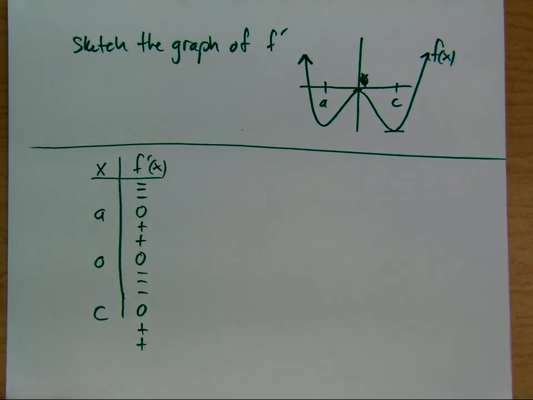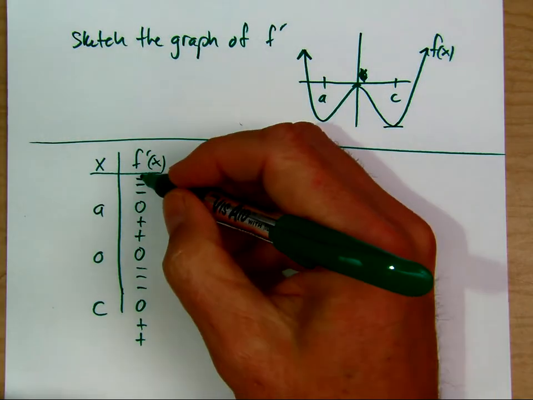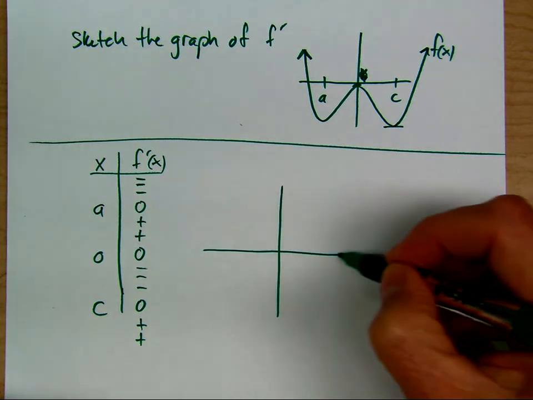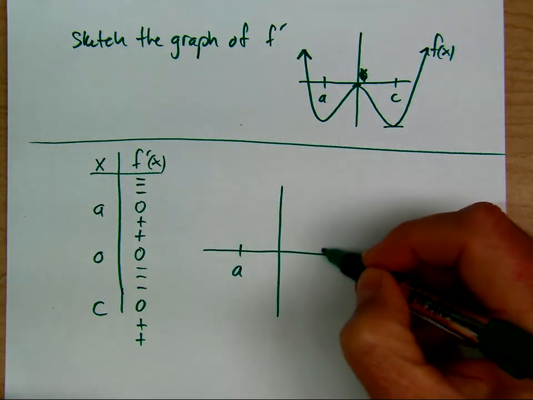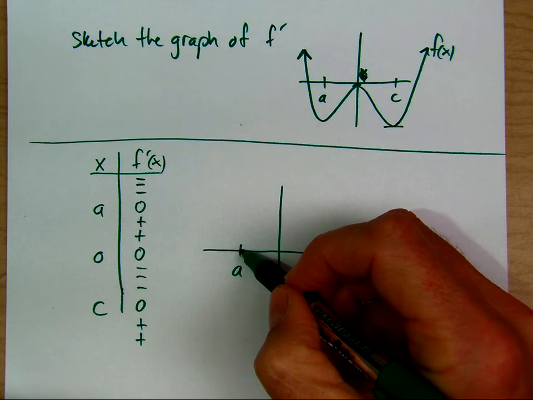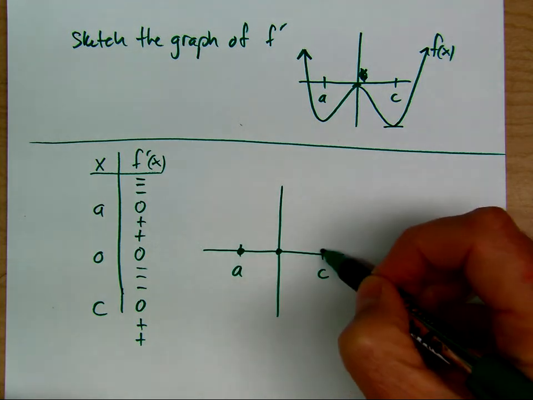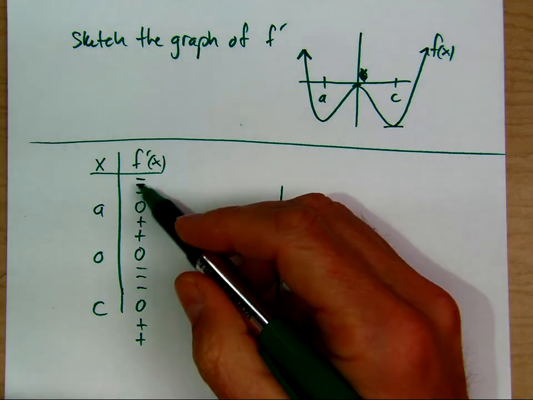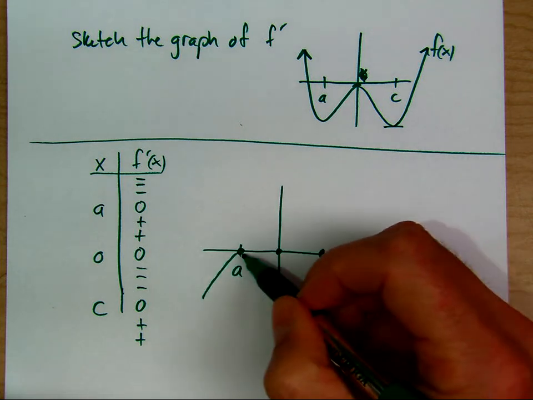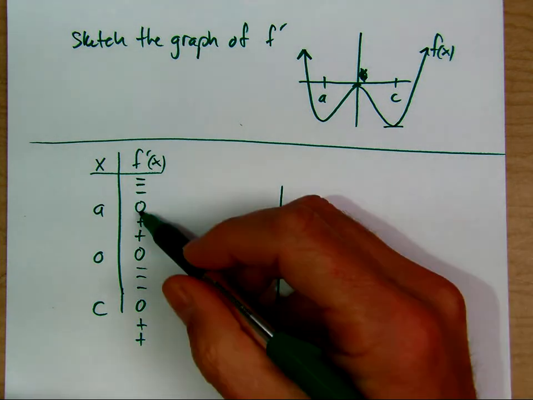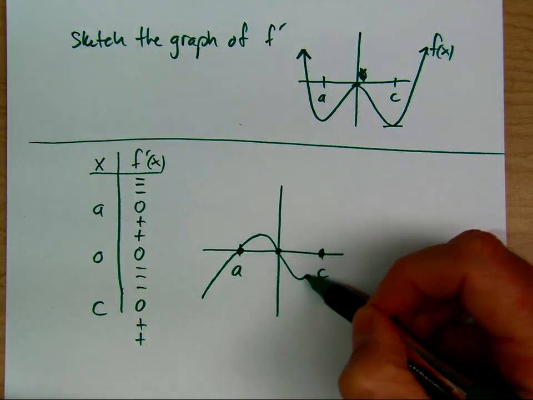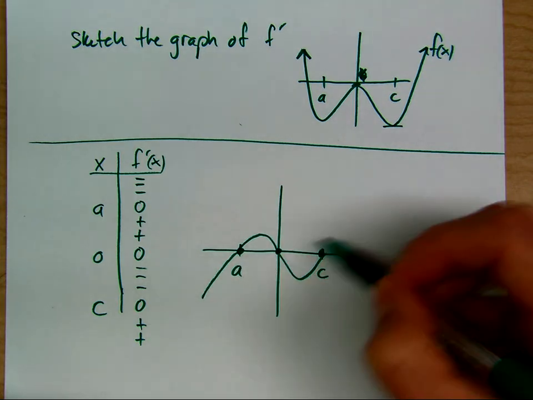So now we can sketch using these y values. We have a y value of 0 here, here, and here. And then we have negative y values. So negative y values leading up to a. Then the y values are positive. Then the y values are negative. And then the y values are positive.